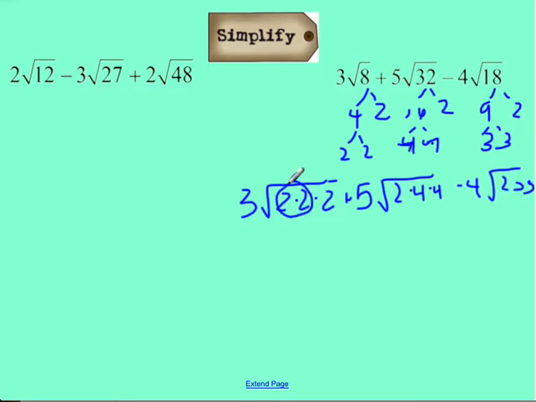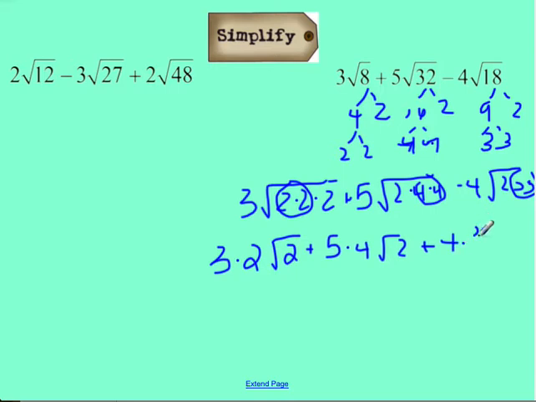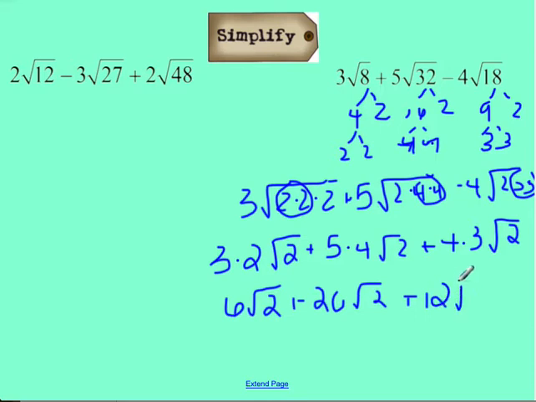So out of this first group, I can take a pair of 2's. So that's going to give me 3 times 2, and left underneath the radical is that square root of 2. In the second group, I can take out a pair of 4's, so I'm going to have 5 times 4, and left underneath the radical is that 2. And out of the last group, I can take out a pair of 3's, so I'm going to have 4 times 3, and left underneath the radical is 2. So 3 times 2 is 6, so I have 6 square root of 2, plus 20 square root of 2, plus 12 square root of 2.